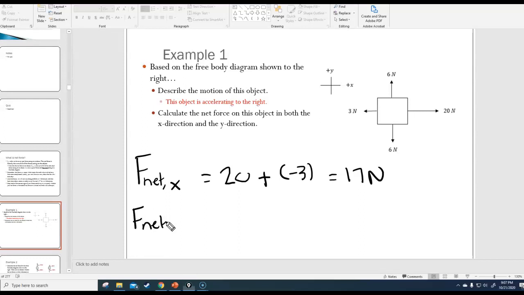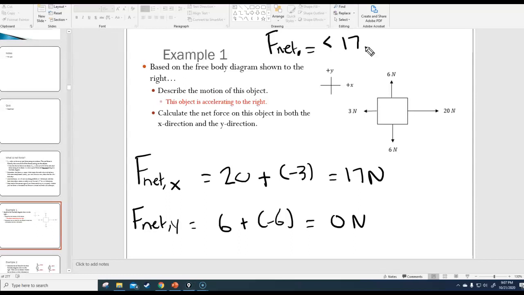The net force in the y direction, I would do the sum of the forces in the y direction. So I have 6 newtons going up plus 6 newtons going down, and that gives me a net force of 0 in the y direction. And if I wanted to, I could write net force in vector component form. I could write that as 17, 0 newtons. So the net force has an x component to the right, but it has no y component. And that's it. That's how you calculate net force. Pretty simple, right? Pause there if you need to look at it some more.